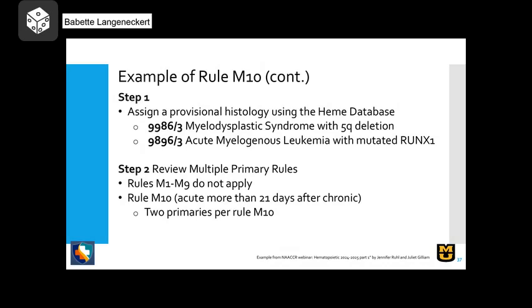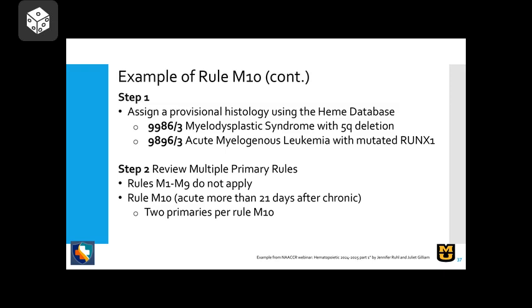Continuing example of Rule M10. Step 1. Assign a provisional histology using the heme database. Myelodysplastic syndrome with 5q deletion is 9986/3. Acute myelogenous leukemia with a mutated RUNX1 gene is 9896/3.